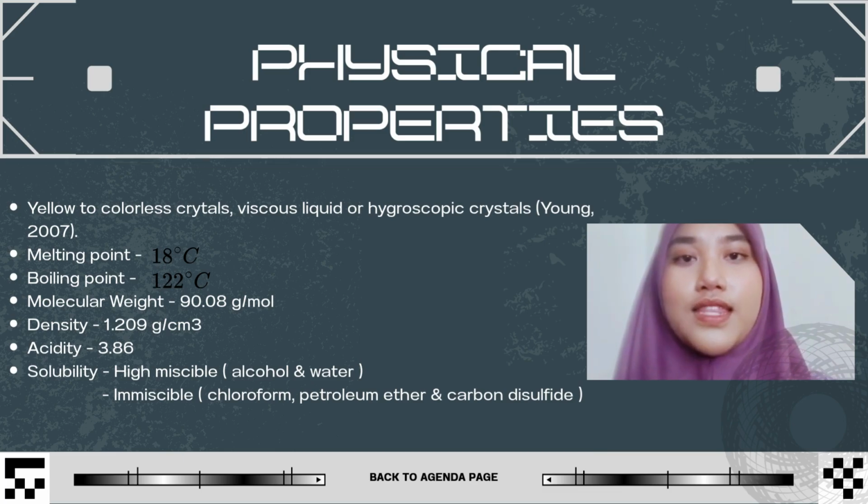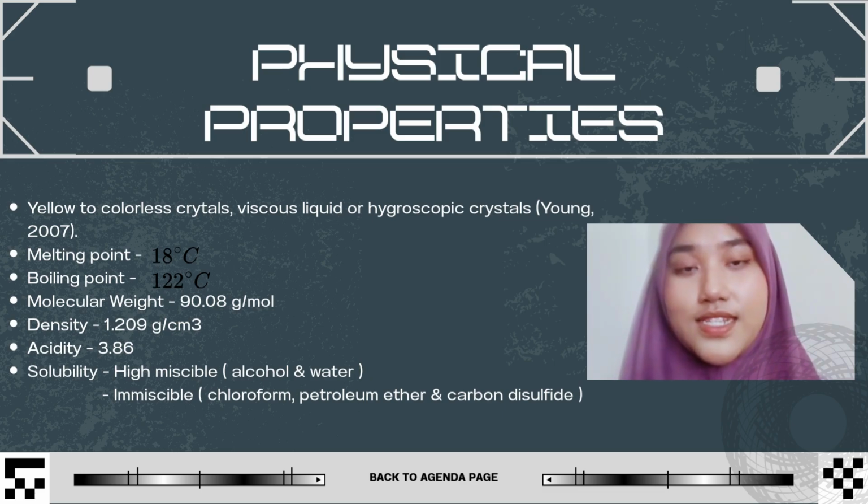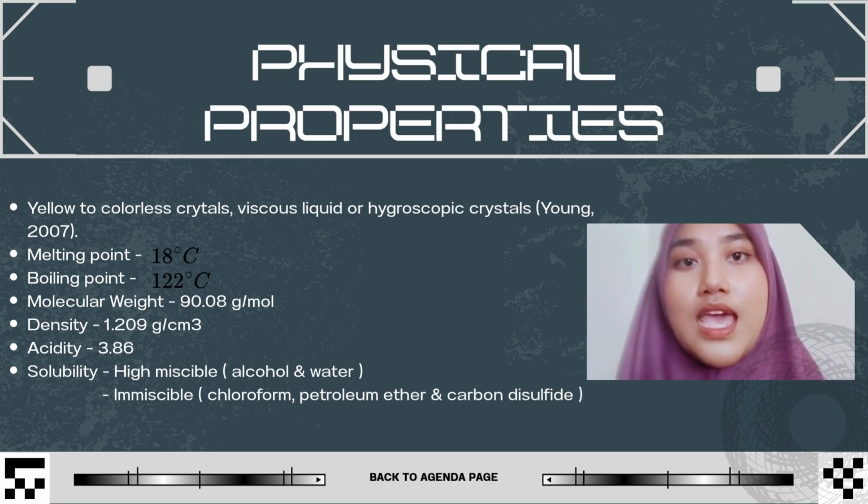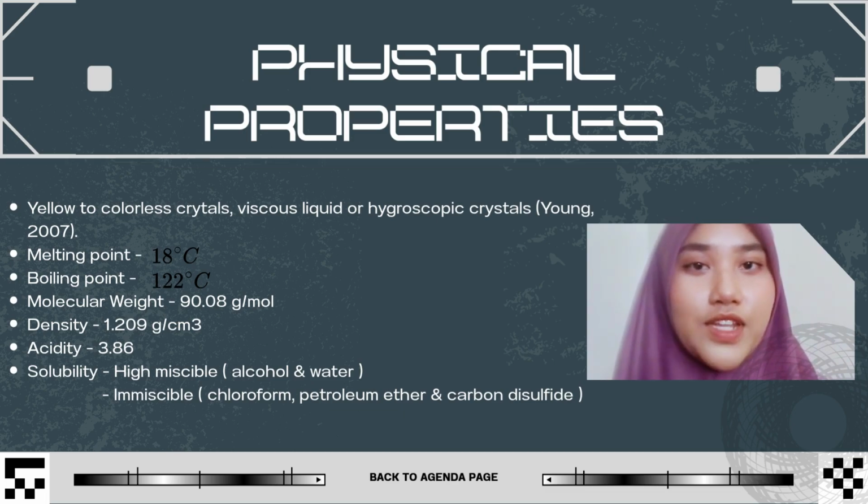The melting point of lactic acid is approximately 18 degrees Celsius, while its boiling point is about 122 degrees Celsius at a pressure of 15 mm mercury. At 20 degrees Celsius, lactic acid has a density of 1.209 gram per centimeter cube. Lactic acid is highly miscible in water and alcohol due to the presence of hydroxyl and carboxyl groups. However, it is relatively immiscible in chloroform, petroleum ether, and carbon disulfide.